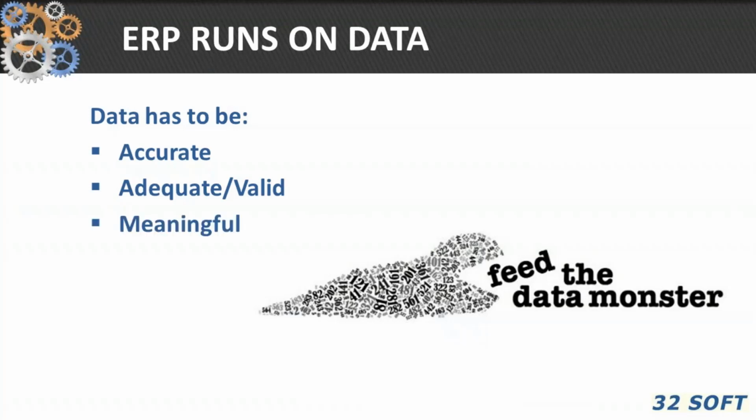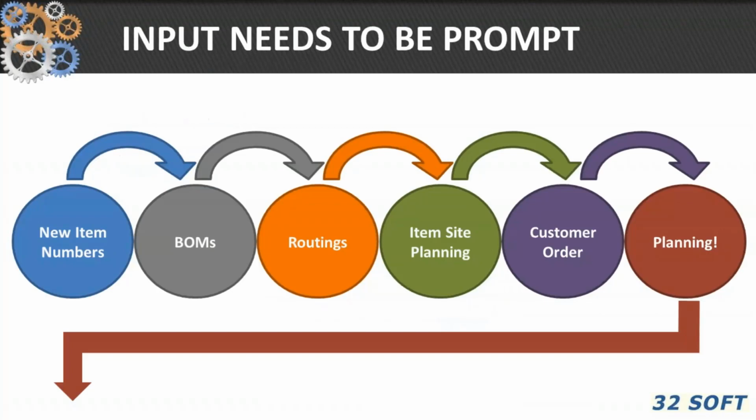The data must be meaningful and useful. And most importantly, the data must be there at the right time. So why does input need to be prompt? Let's review a typical scenario.